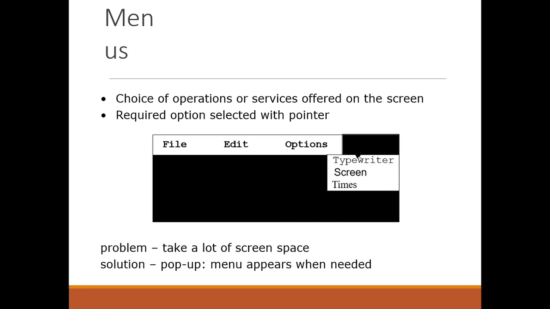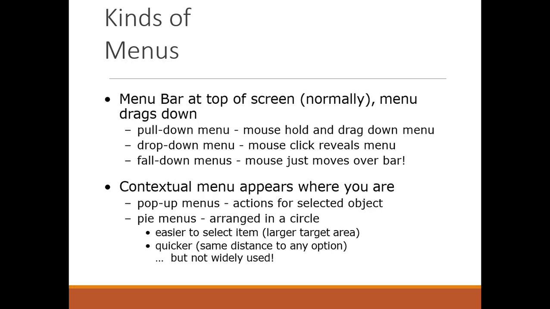Fine. Now next, the menu bar at the top of the screen. Normally menus drag down. On your screen, so many menus are available, like the pull down menu, drop down menu, and fold down menu. These are the categories of menus. Pull down menu, drop down menu, and fold down menu. What is a pull down menu? Mouse, hold and drag down the menu. You will hold the mouse on a particular menu and then you will drag down.